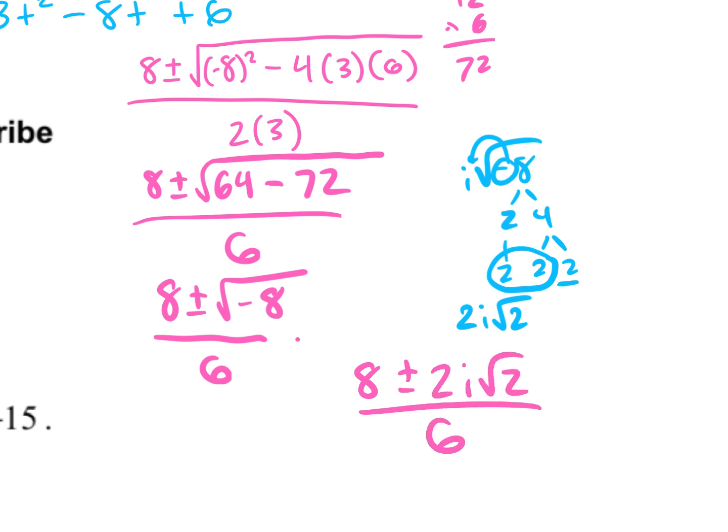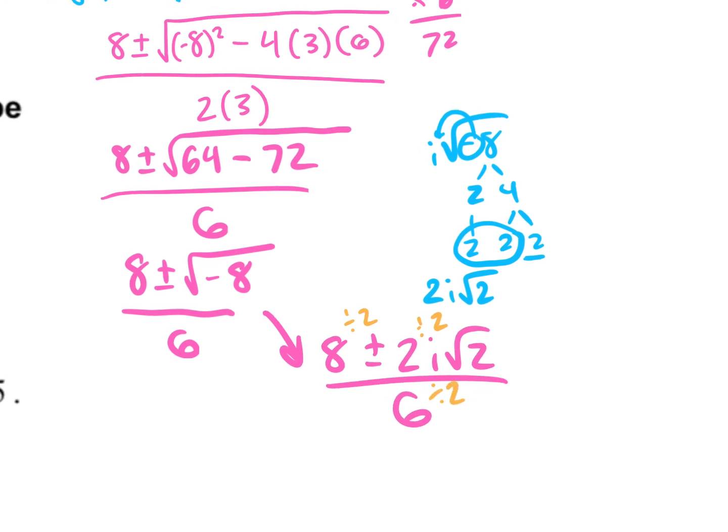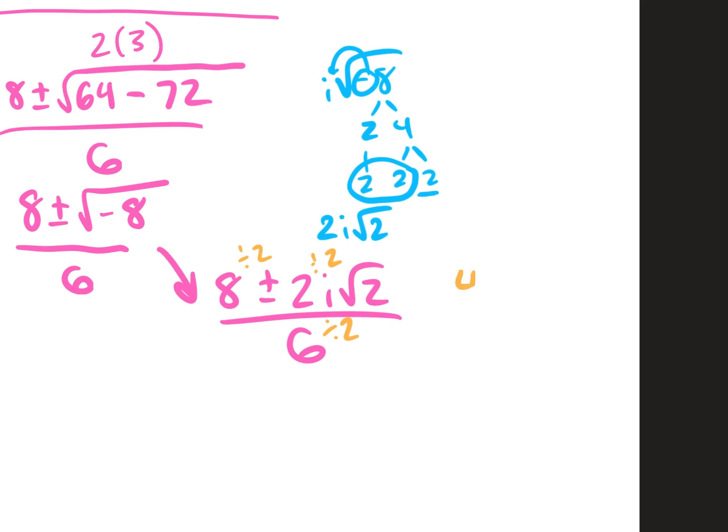Can I simplify this? I can divide everything by 2. So because this has a whole number 2, I can simplify. If you leave it like that, you're getting kind of wrong. Partial credit. So the answer is 4 plus or minus i square root 2 over 3.